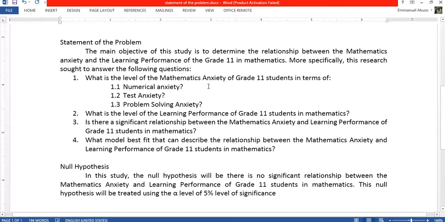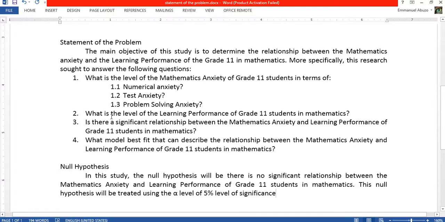The mathematics anxiety for this presentation is a 5-item test in each indicator, in a Likert scale of 1 to 5. And then the learning performance of grade 11 would be the grades in mathematics.